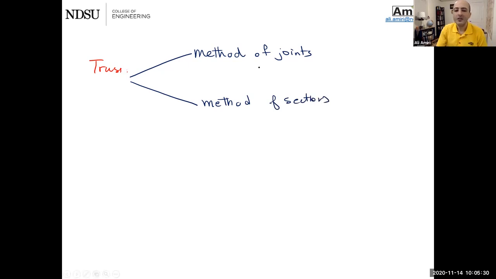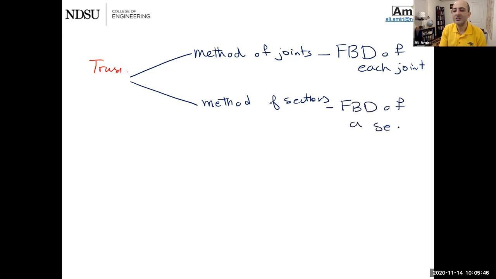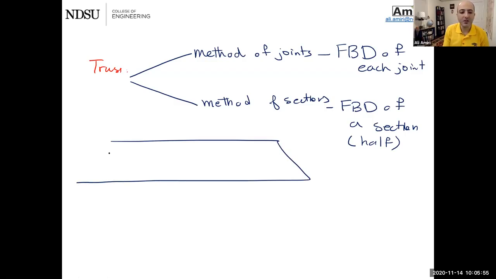Okay, the difference is in method of joints, you draw a free body diagram of each joint. In method of sections, you draw a free body diagram of a section. Or I shouldn't say section, I should say a half of a truss. What do I mean by that is you have a truss, something like this, could be any shape or any form.